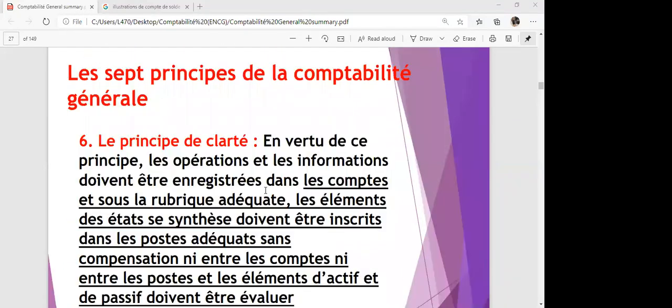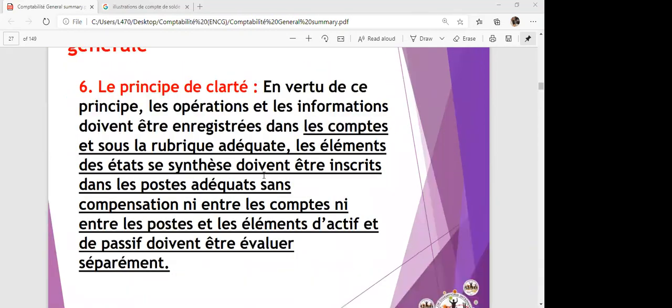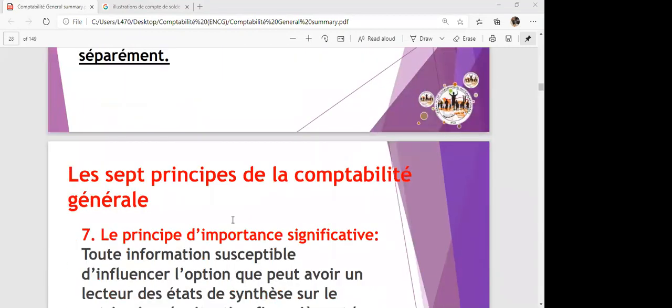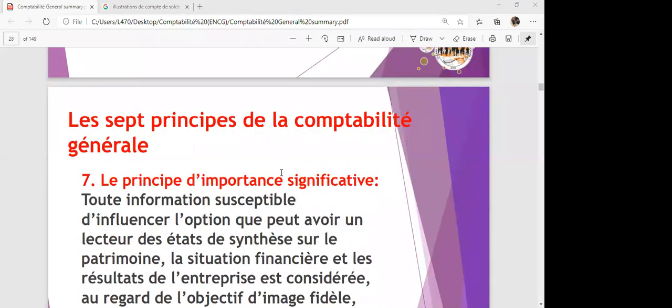The sixth one is le principe de clarté. This in English is the principle of clarity. It would simply say that we should be clear in our recordings. If something happens, we should record it and not be biased to any extent whatsoever. And lastly, we have le principe d'importance significative. So this one, yes? Could you please repeat the sixth principle?